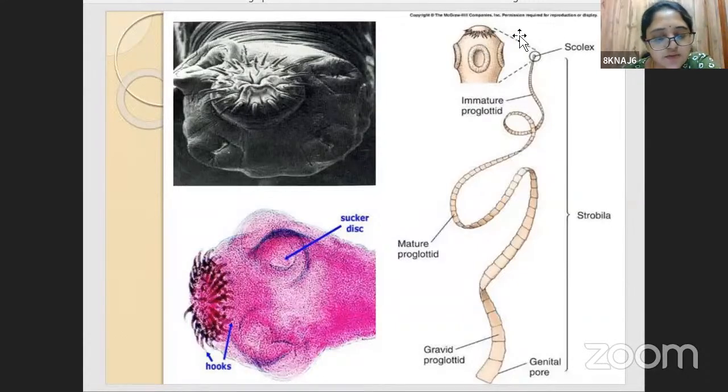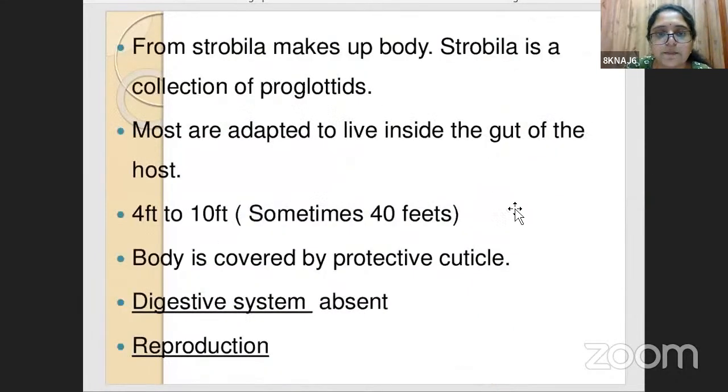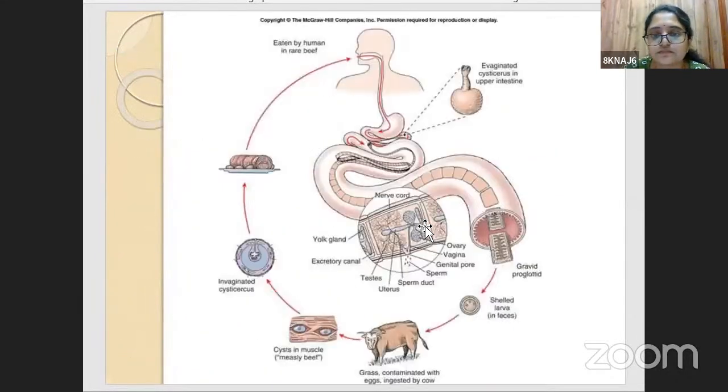The life cycle has one or more intermediate hosts. Examples are Taenia, Diphyllobothrium, Echinococcus. Echinococcus is known as the dog tapeworm or the hydatid worm. Taenia solium and Taenia saginata are the pork tapeworm and beef tapeworm, etc. So many species are there. The picture is given in your textbook regarding the same. So we'll come back to this.